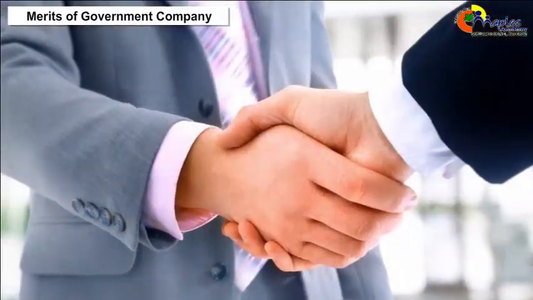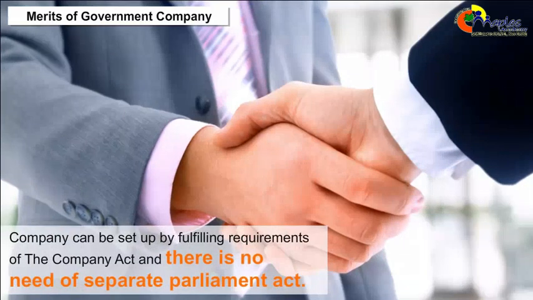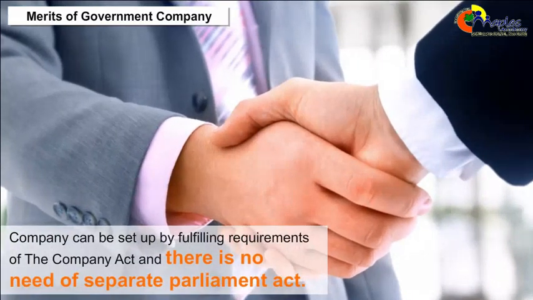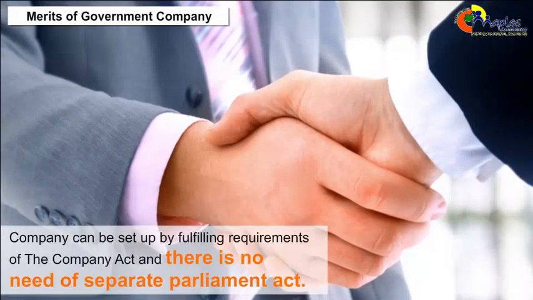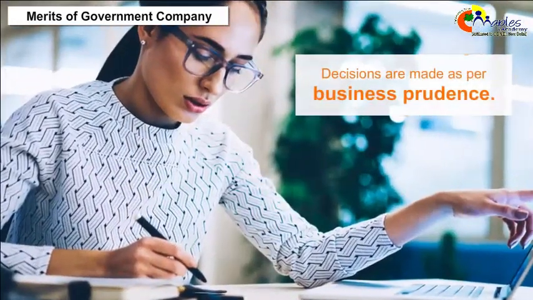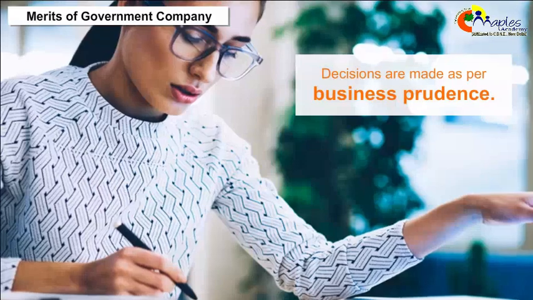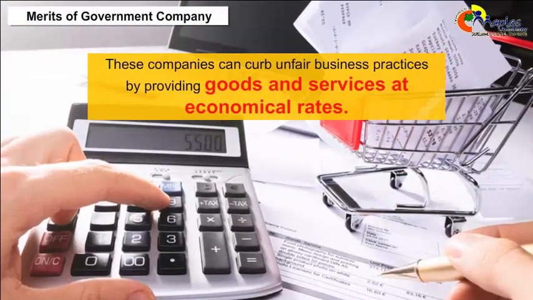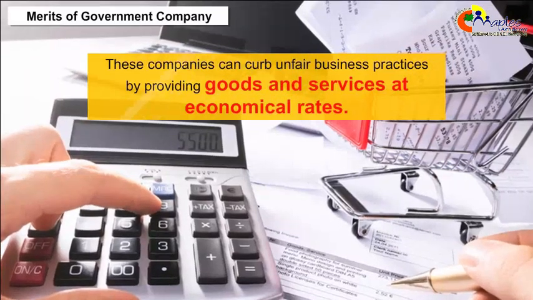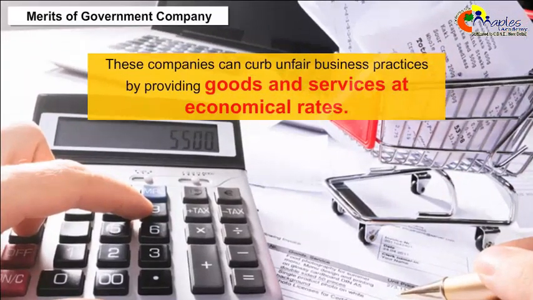Merits of government company: a company can be set up by fulfilling requirements of the Company Act, and there is no need of a separate Parliament Act. Decisions are made as per business prudence. These companies can curb unfair business practices by providing goods and services at economical rates.